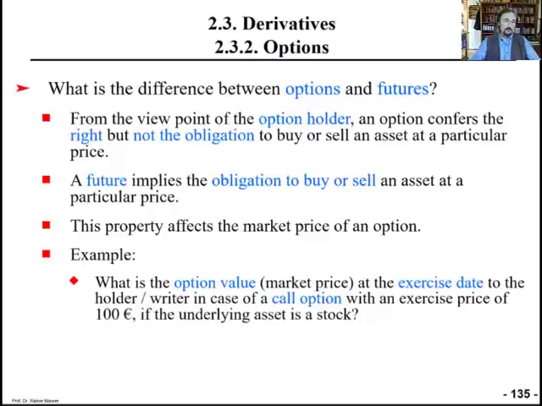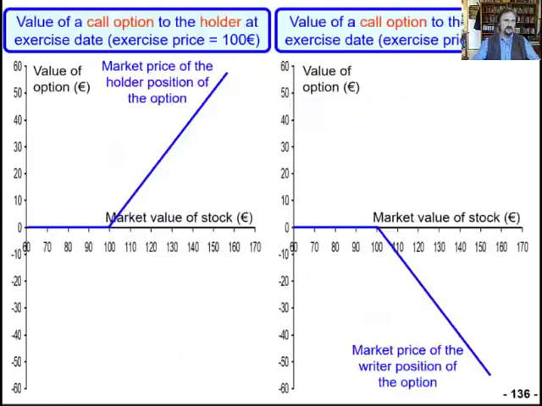What is the option value, the market price of the option, at the exercise date to the holder or writer in case of a call option which preserves the right to buy an underlying asset with an exercise price of, let's say, 100 euro, if the underlying asset is some kind of stock? We can again use such a diagram to understand how the market value of an option is related to the market value of the underlying asset.